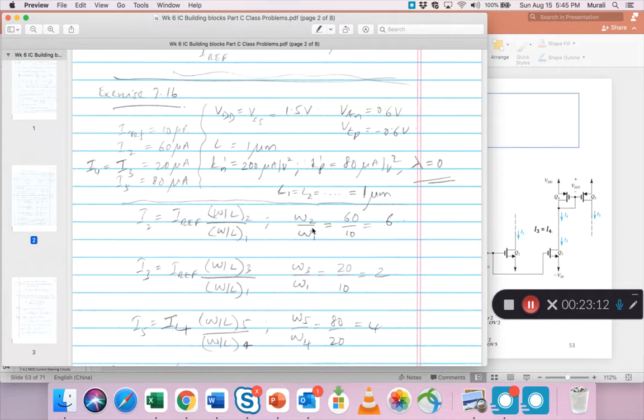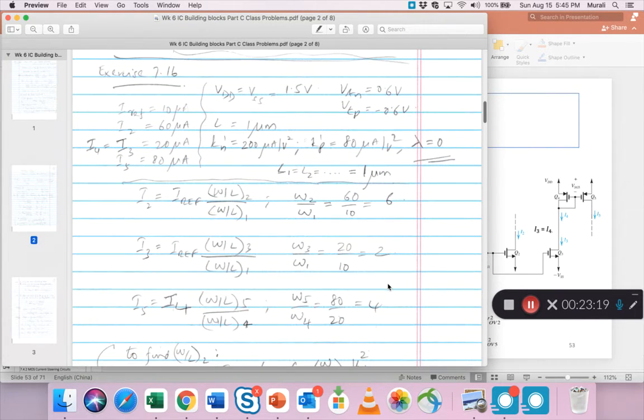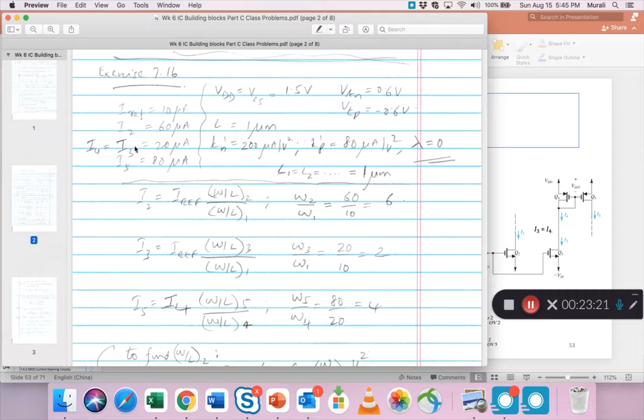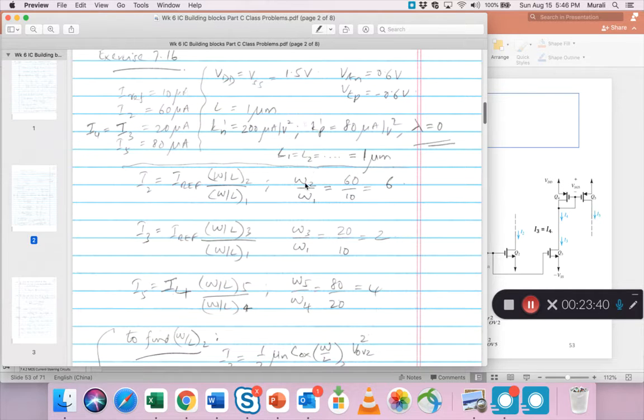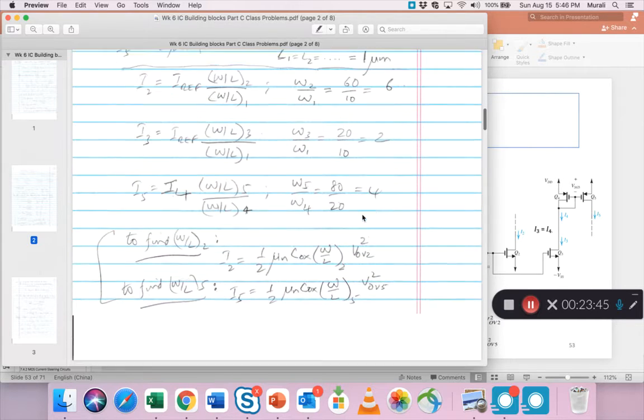W2 by W1 is 6. Similarly, W3 by W1 is 2, because I3 has to be 2 times, right? 20, right? So 20 by 10, 60 by 10, 80 by 10. Because remember, between I5 and I4, it's not 10 in the denominator, because I4 is already 20, so 80 by 20 equals 4. So these ratios W2 by W1, W3 by W1, W5 by W4 become convenient later on.